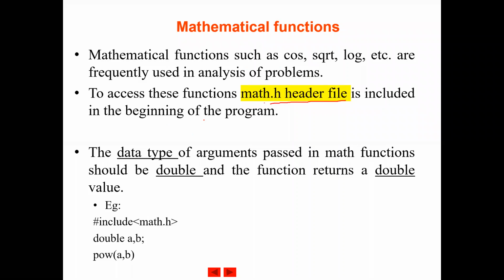To access these functions, include the header called math.h at the beginning of the program. Along with stdio.h, we mention include math.h. As you can see here, the data type of the argument: one thing you have to keep in mind is that if you are using two variables a and b, which have to be passed as arguments for the power function or any of the mathematical functions like cos, square root, log and all, it is always good to give them as double.